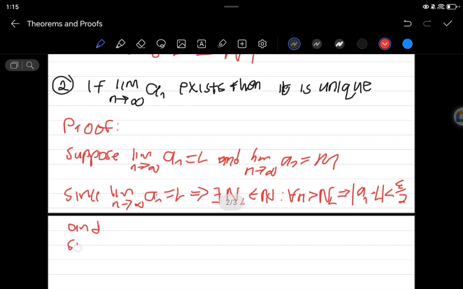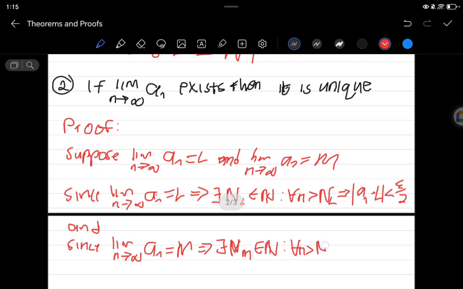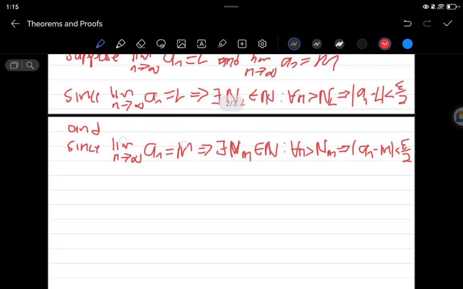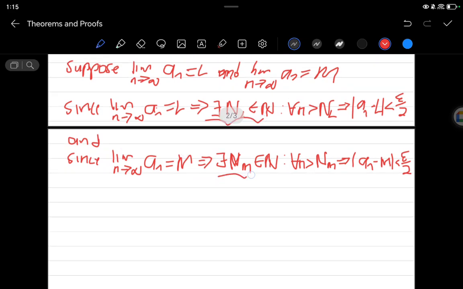And I check the other one: the limit as n approaches infinity of a of n is equal to M, which would imply that there exists a positive integer N_M, an element of the natural numbers, such that for all n greater than N_M, the absolute value of a of n minus M is less than epsilon over 2. Now I have N_L and N_M.